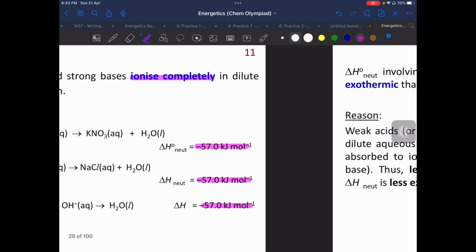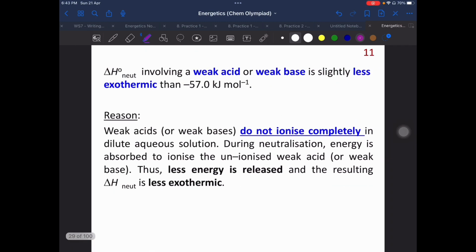But when you have weak acids and weak bases, that is a different case because they do not ionize completely. One example would be ethanoic acid. This is an example of a weak acid. When it's placed inside a solution, you will see this reversible arrow and it will be a partial dissociation, similar to what you have learned in your O-level syllabus. It's a partial dissociation because they do not ionize completely.